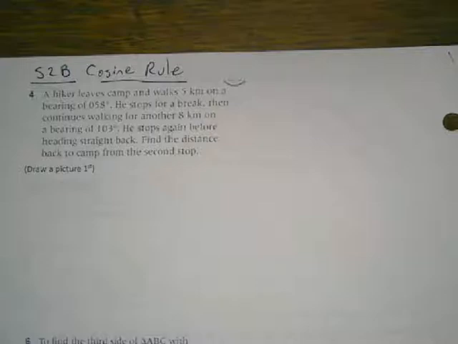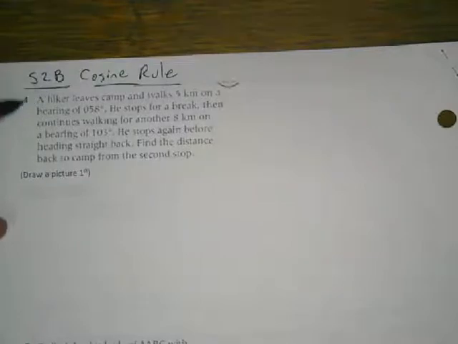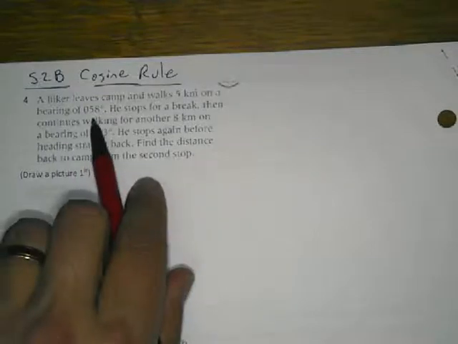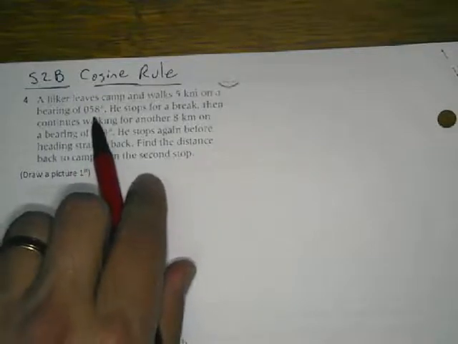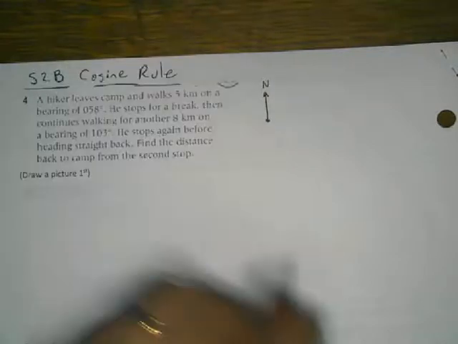All right, we're going to finish the last page of the S2B cosine rule handout. A hiker leaves camp and walks 5 kilometers at a bearing of 58 degrees. So we start off, when you're dealing with bearings, north is always 0 degrees.